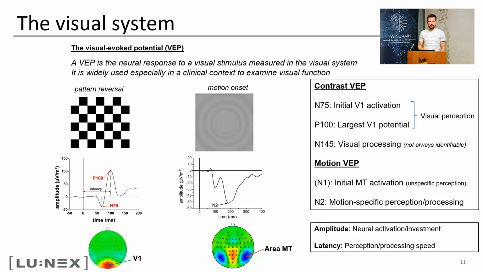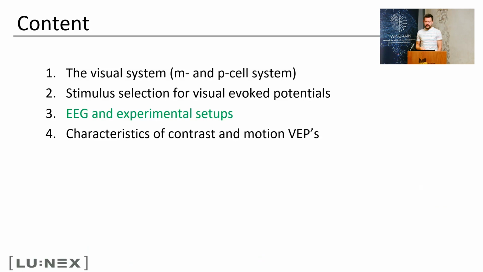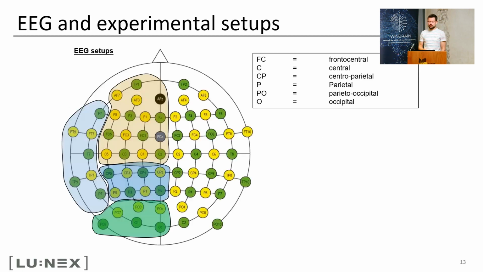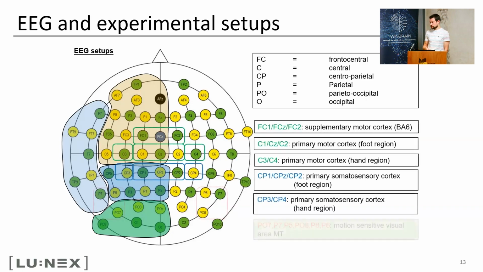So far for the different types of stimuli and what we get in the end. So maybe we can have a quick look at the EEG and the experimental setups. I think for the EEG part, I do not need to go into too much detail. Typically, when we are doing these experiments, we are using a 64-channel system where we have the different areas of the brain covered. And especially when it comes to the visual parts, I will just go through this.